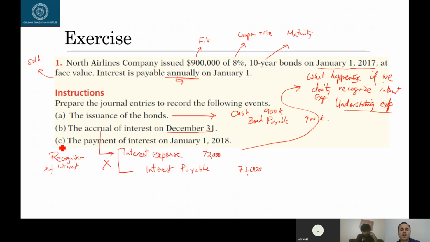Okay. Yes, sir. Junaid, coming back to you, what happens if I pay the interest which was accrued on December 31st? So now that you have recognized it, you will put the interest payable as debit. Perfect. So we will reverse the entry. The payable is paid, so we will reverse it, $72,000. And cash will be credited. Perfect, Junaid. Thank you very much.